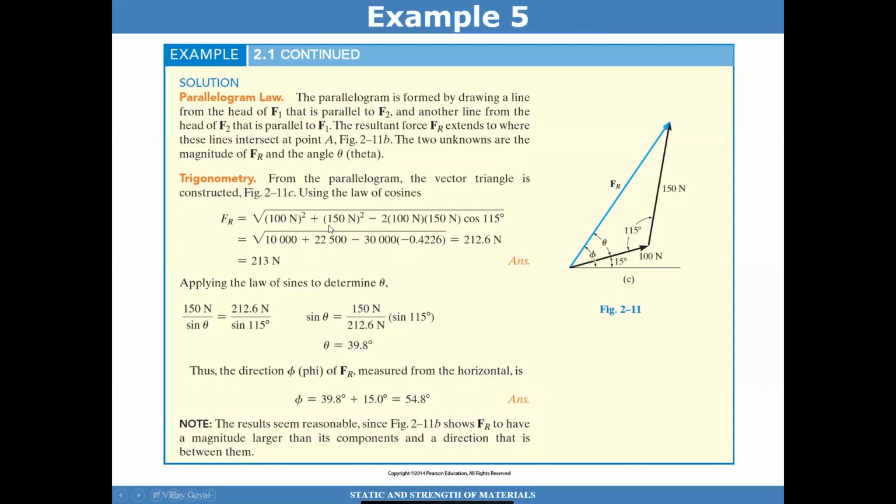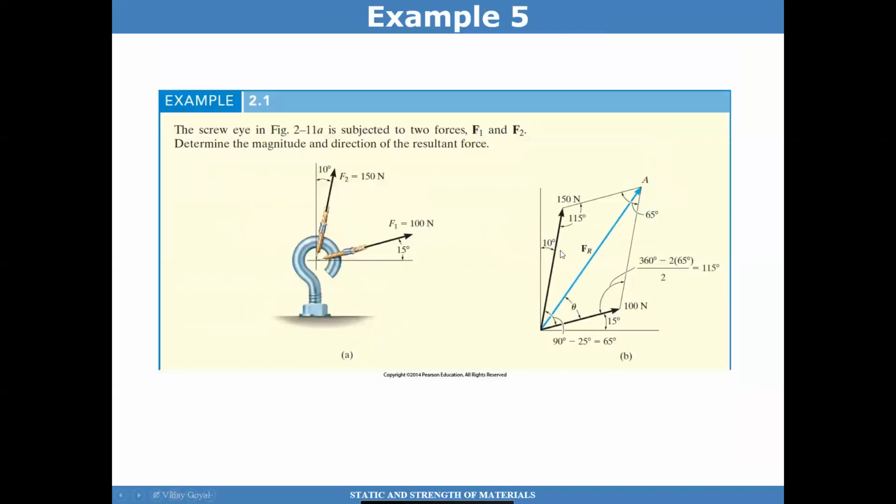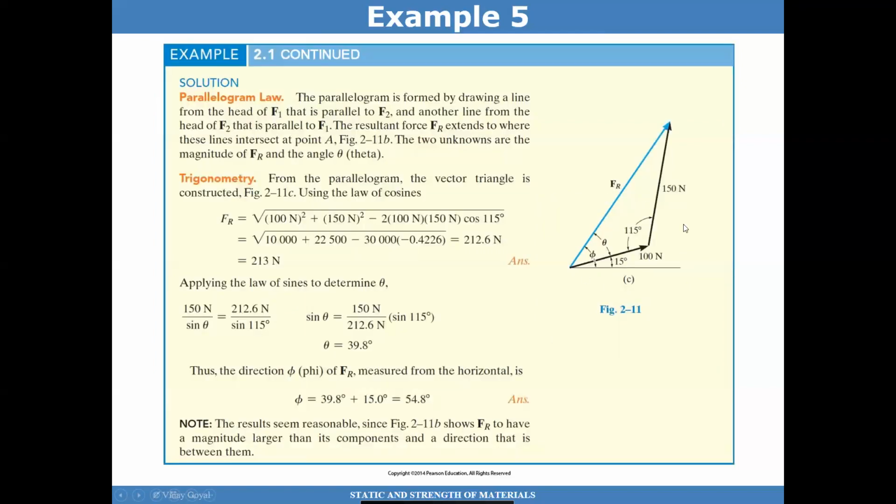Here we use the law of cosines as an example. I can translate this vector F2 to this side here, and that's what I've drawn here in figure 2-11. Once you have that, I know this angle. I can determine that angle geometrically. So I use the law of cosines simply to find the magnitude of FR, and I get 213 because I know the magnitude of F1 and F2 and the angle in between them, so that's a quick calculation.